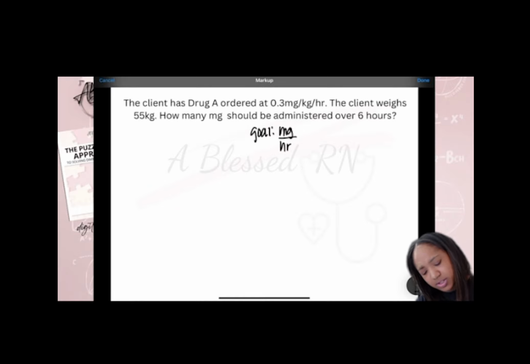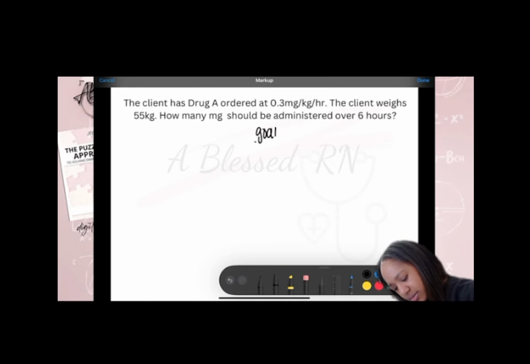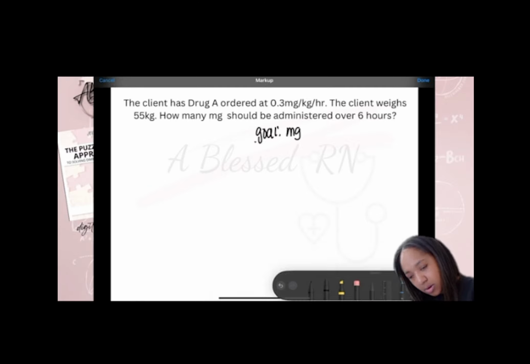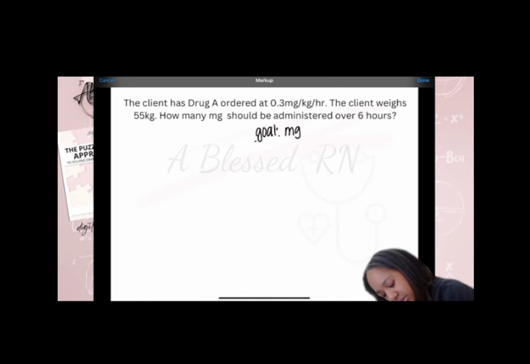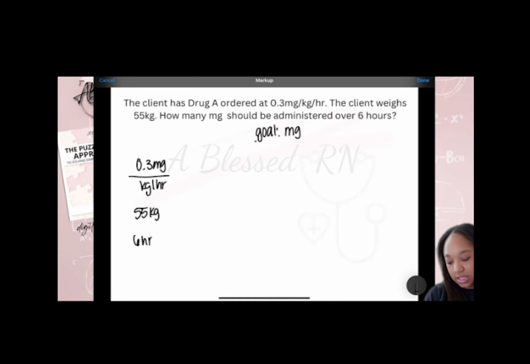Well, actually, you're just looking for milligrams because it's saying over 6 hours. You already got your hours right there. So, goal, milligrams. So, what are our puzzle pieces? 0.3 milligrams per kilogram per hour. We've got 55 kilograms is our patient's weight, and then it tells us that it's going 6 hours.